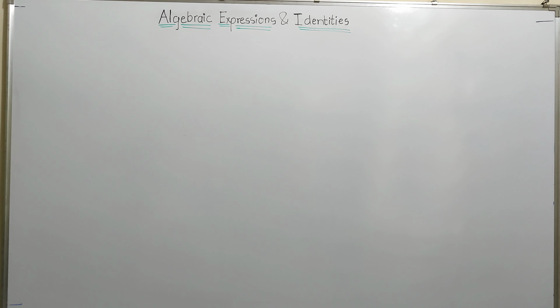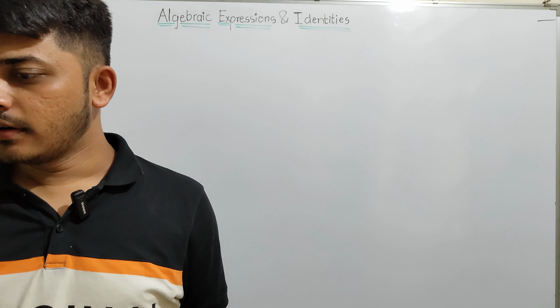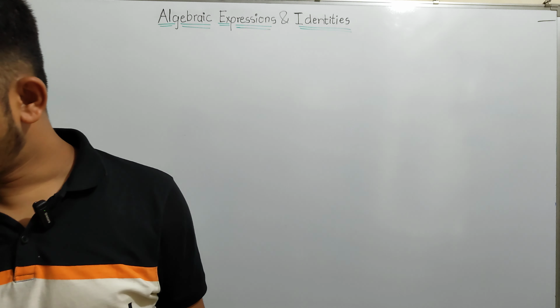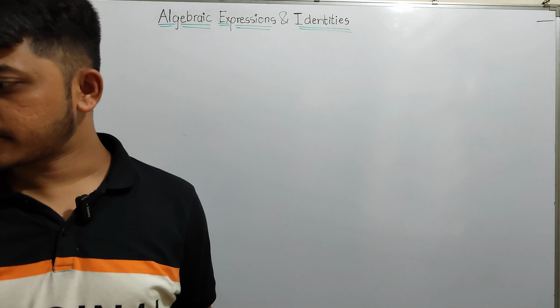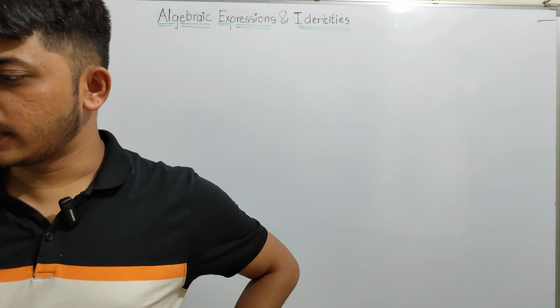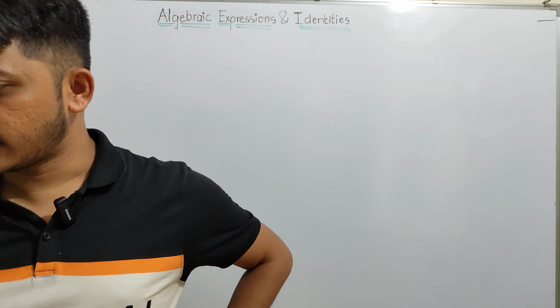So welcome back students. Exercise 8.3. Now in the previous video, as I've said, we solved example 5, which is on page number 99 of Algebraic Expressions and Identities. So we have solved example 5. Now in this video we are going to see example 6 and example 7, solved examples, and then we are going to move towards exercise 8.3.